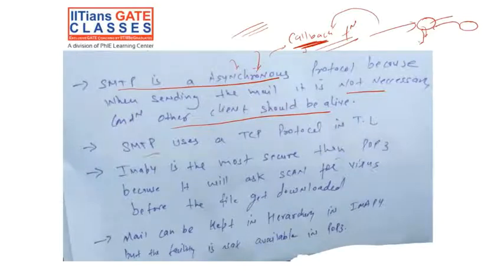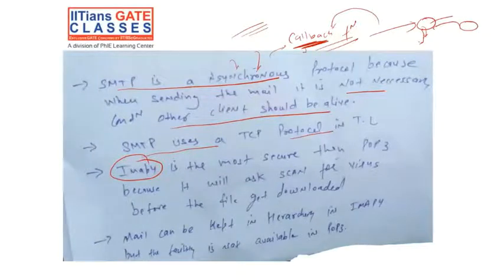Right? SMTP uses a TCP protocol in the transport layer. IMAP4 is more secure than POP3 because it will scan for viruses before the file gets downloaded. So for security purposes, we use IMAP. If there is no requirement of any security, then POP3 is sufficient. Mail can be kept in hierarchy in IMAP, but the facility is not available in POP3.